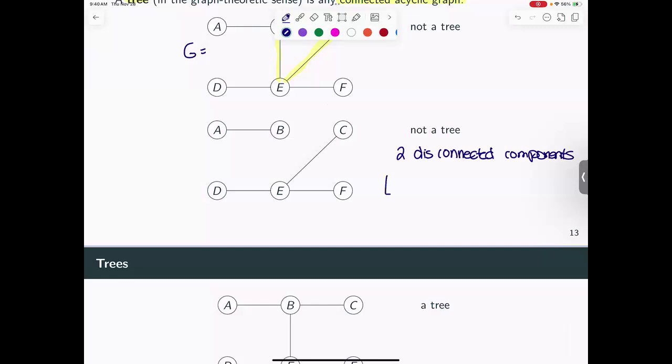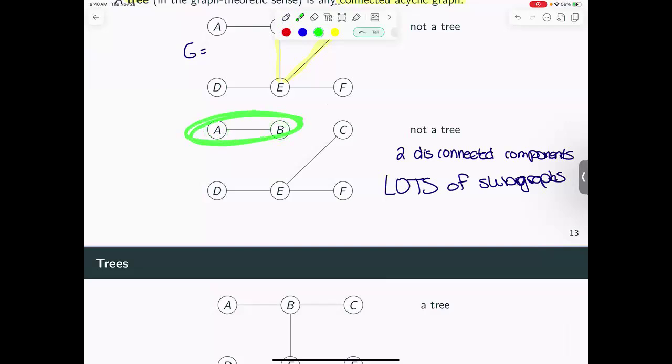but we actually have lots of subgraphs because this node alone is a subgraph. This node alone is a subgraph. This is a subgraph. This alone is a subgraph. This alone is a subgraph. This alone is a subgraph. And this alone is a subgraph. Then we can cluster those into subgraphs of length 1. Then let's talk about subgraphs of length 2.